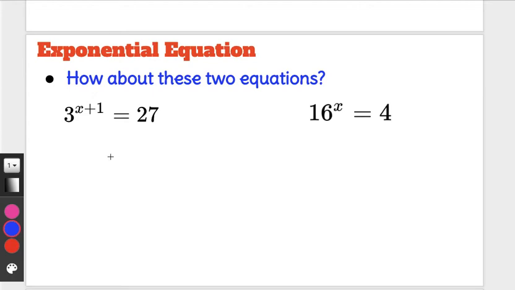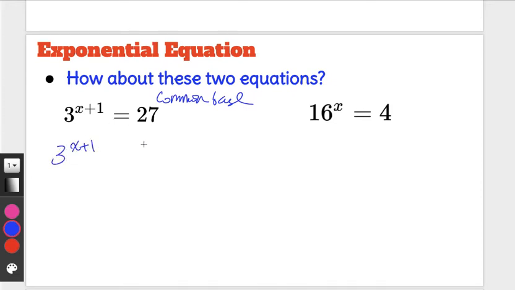Okay, so this one is actually not so bad. Again, I strongly suggest you pause the video, try these two equations on your own, and let's see what we can do. Again, we need to focus on the common base. Common base means we need to change to the same base.